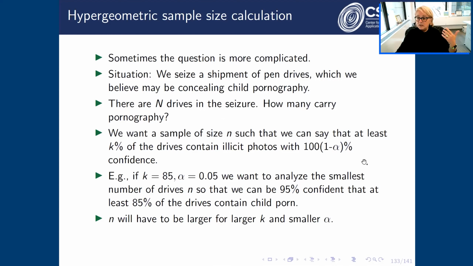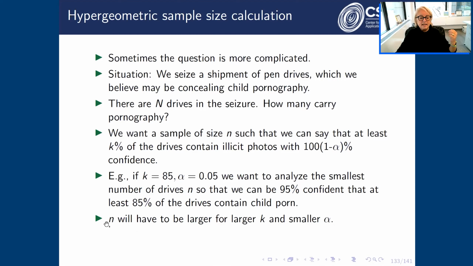Sometimes for sentencing purposes or what have you, it suffices for you to say, I'm pretty confident that more than 85% of the pen drives in this population contain child porn. And so let's suppose that K is 85 here. Let's say 85% of the drives contain child porn, and alpha here is 0.05. So I want to be 95% confident that at least 85% of the drives contain child porn. Then what is the N that I need in order to answer that question?